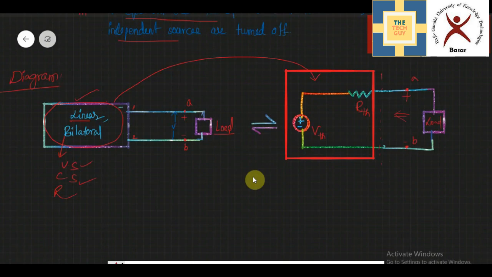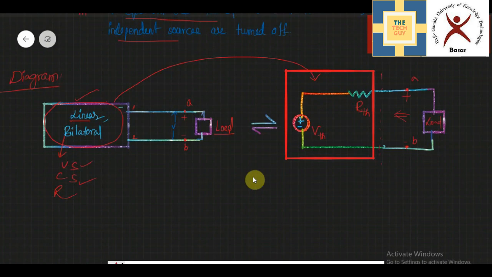Let us do a problem so that you can understand clearly. Here we are going to transform a big network consisting of so many voltage sources, current sources and resistances into a small network consisting of a voltage source in series with a resistance. The voltage source is called Thevenin's voltage, and the resistance is called Thevenin's resistance, VTH and RTH.